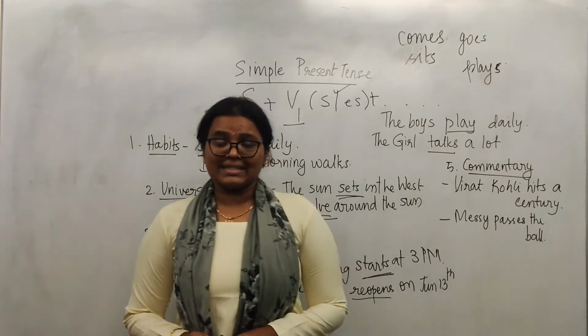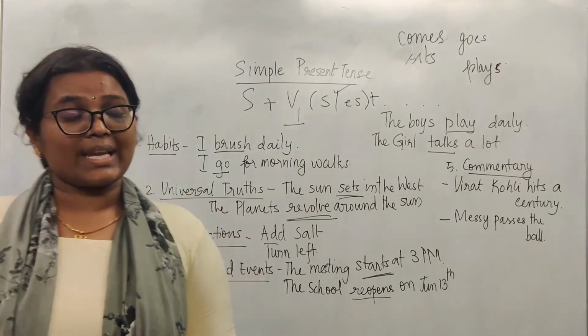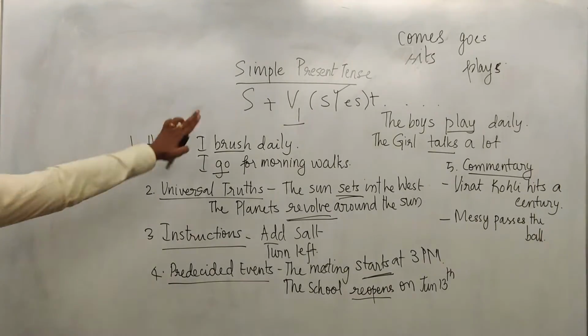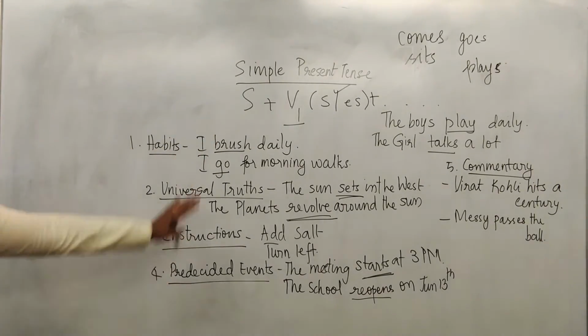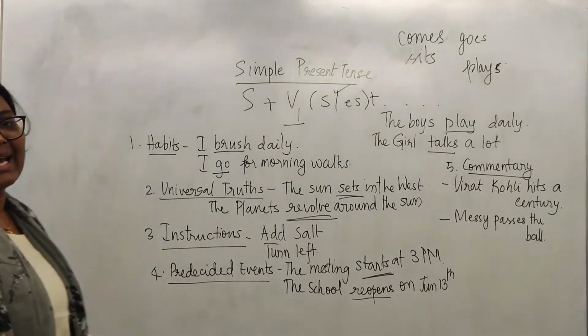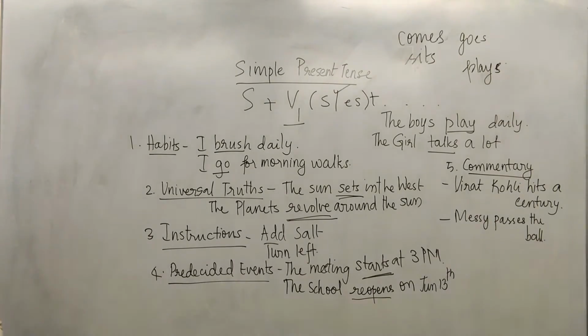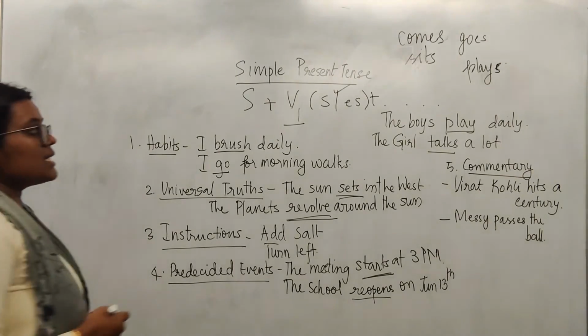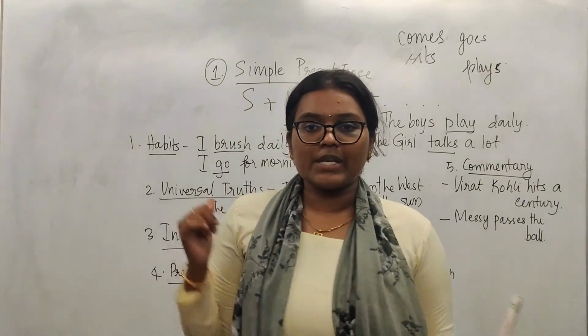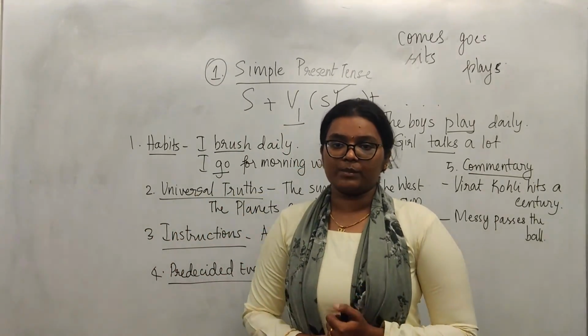So these are examples or instances where you can use the simple present tense. And for the simple present tense, you have this particular formula, which is subject plus V1 verb with or without the S and then the rest of the sentence. This is the first tense form that we've looked at. So it's simple present tense and this is the usage of simple present tense.